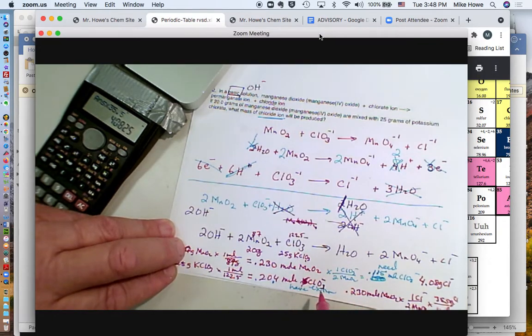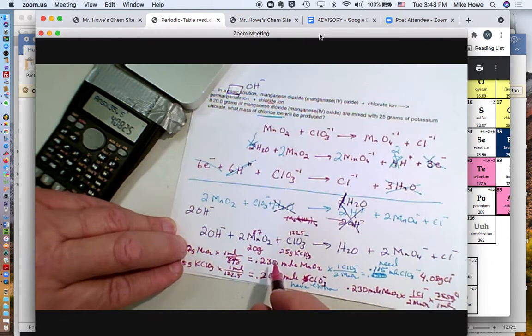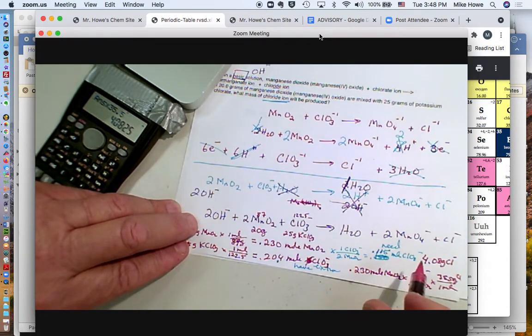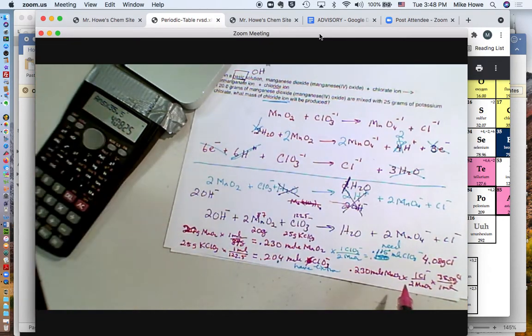So now we took the moles of one compared to the moles of the other, so we did this ratio. It turns out we needed 0.115. We had 0.204, so that was extra. So the limiting reactant was this one. Then you write down the limiting reactant and then do the stoichiometry with what you're looking for on the other side. So 1 to 2, and then the formula mass of chlorine was 35.5. And that's how you do it.